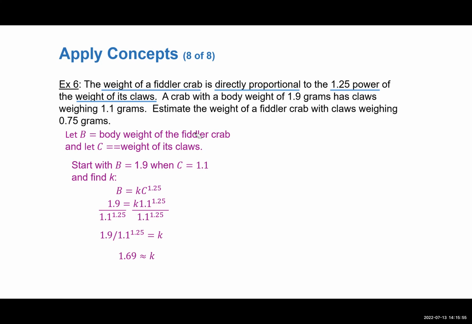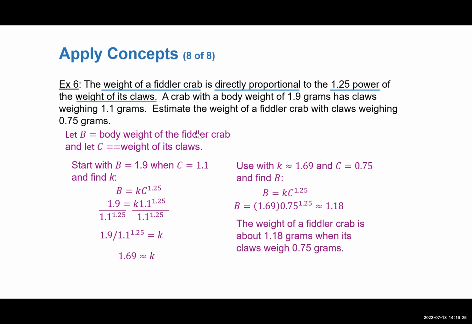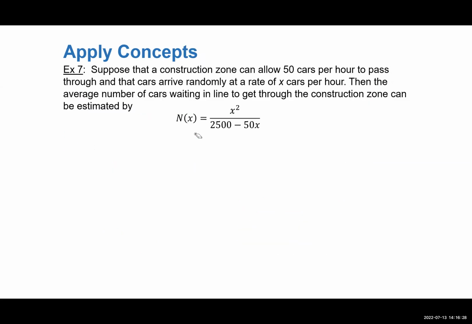Once we have our K value, we now have a new equation, and now they're giving us a claw weight C of 0.75 grams. So we're going to plug those things in. Our K is 1.69 and our claws are 0.75 grams, still to the 1.25 power because that's the direct proportionality power. And we can solve for B, the body weight of the fiddler crab, which is 1.18. We could play the what if game, but we didn't. Oh my goodness, there was one more example and I didn't even know.